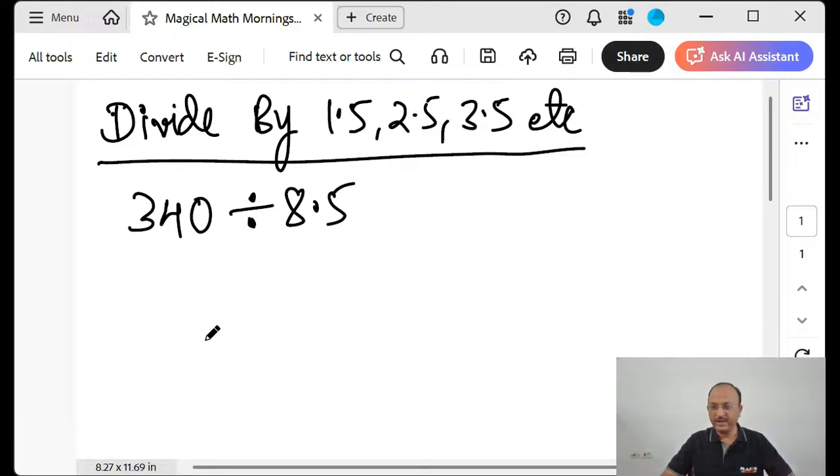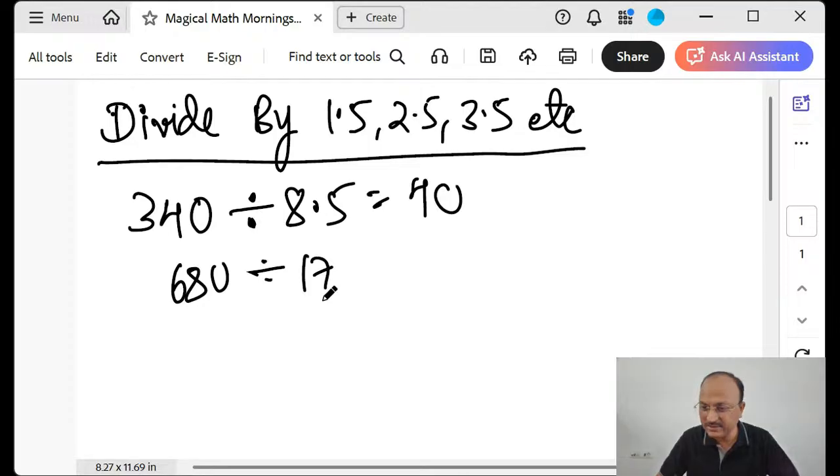In mind itself, you can think. That's it. Very good. Because 8.5 doubled is 17. 340 doubled is 680. 17 fours are 68. That means we are going to add a 0, that is 40. Perfect. Everyone has given the correct answer today. This is really encouraging to me also because you are all practicing and you are able to understand this technique.